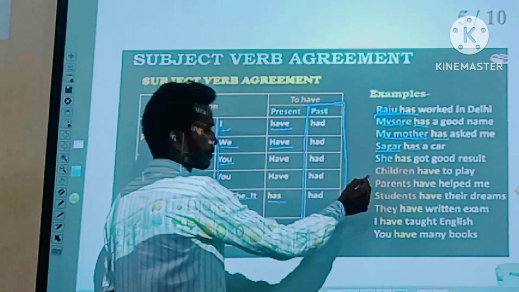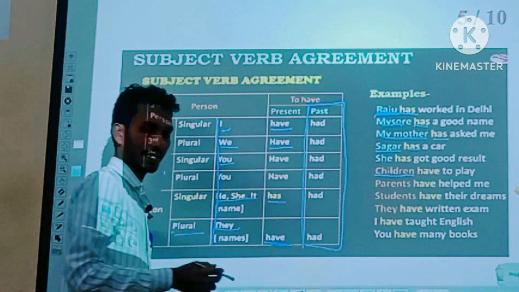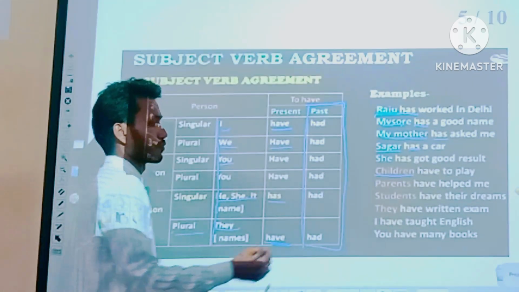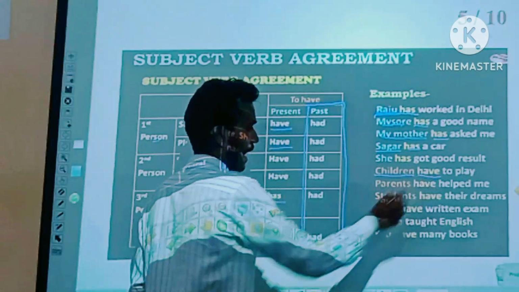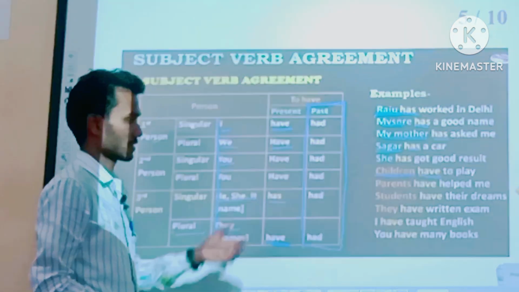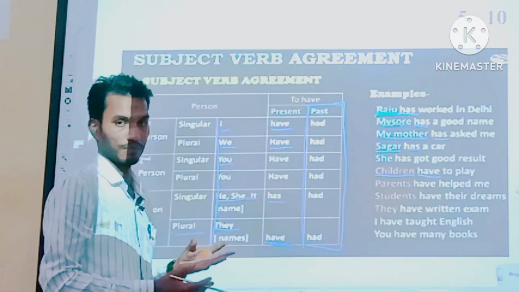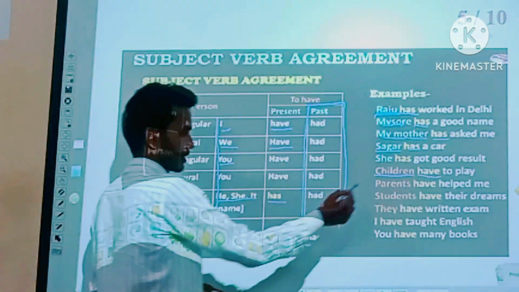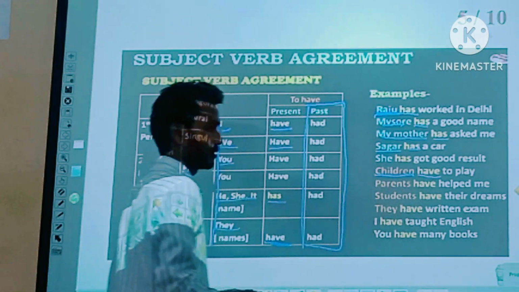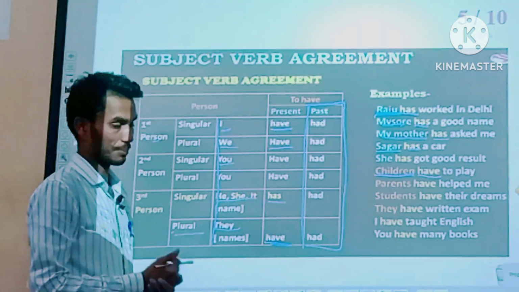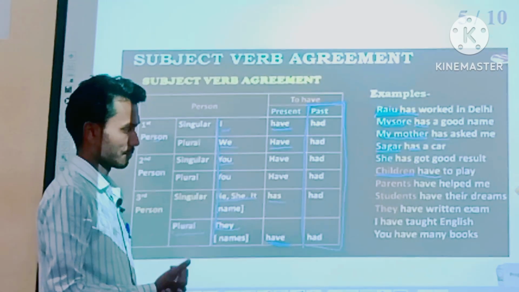So if the subject is plural, children, the verb form should be plural, right? That is have. If the subject is plural, the have form should be used, right? For example, children have to play, right? Parents have helped me.